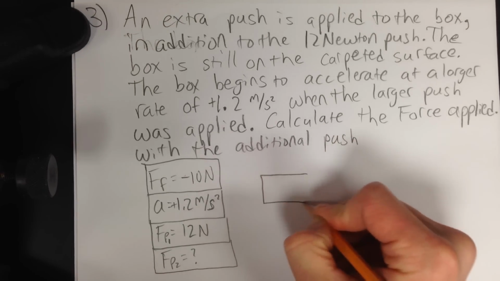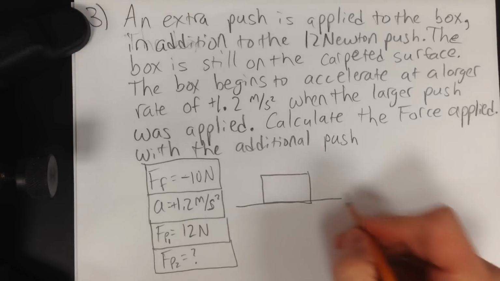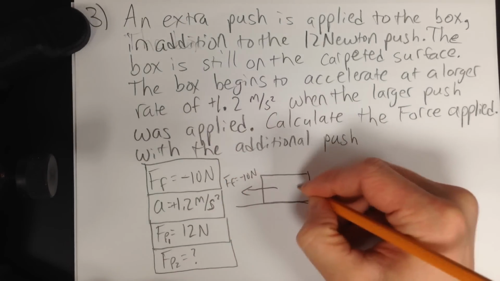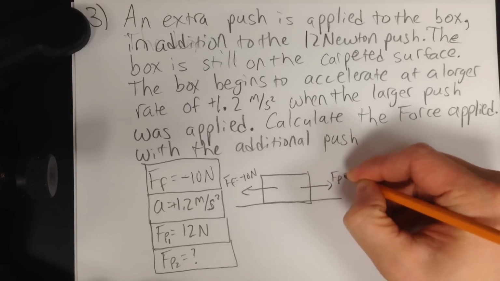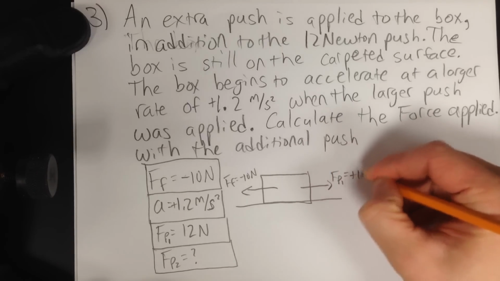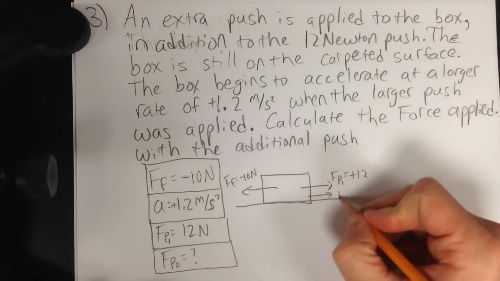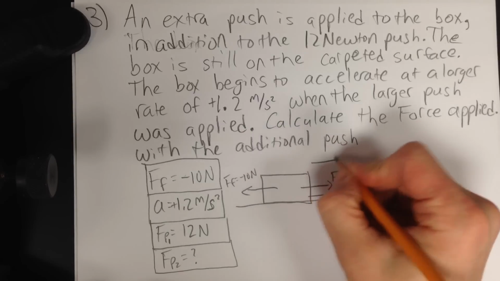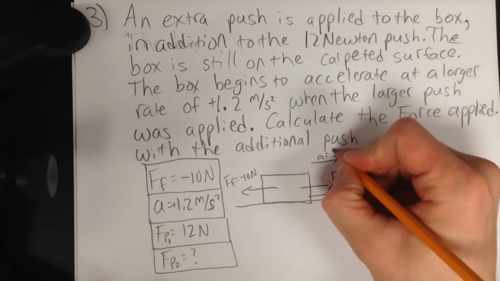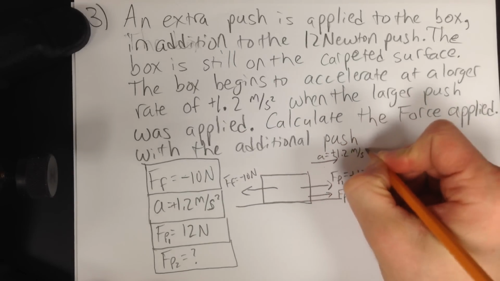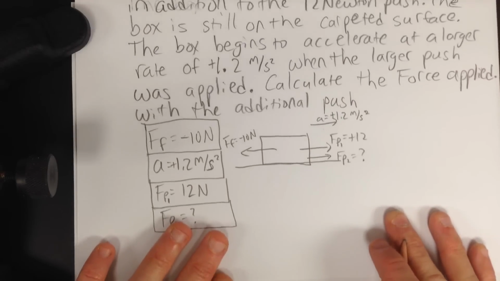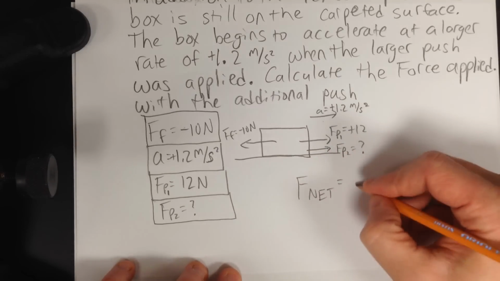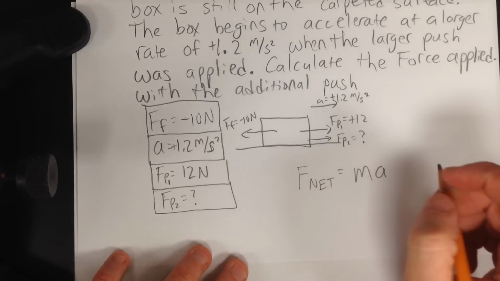Like always, you must read the situation and draw a force diagram. Ff is negative 10. FP1 is positive 12. FP2 equals question mark. And we're going to indicate the acceleration next to the diagram. It doesn't go on the diagram because acceleration isn't a force. And then we can use Newton's second law to calculate how hard that second push is.